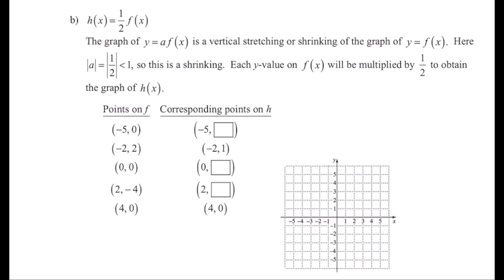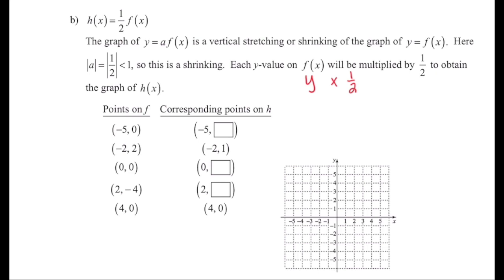Notice the 1/2 is on the outside of our function, so then each y value will be multiplied by 1/2, resulting in a vertical shrinking. So our graph should get shrunk down vertically, so it'll get closer to the x-axis.